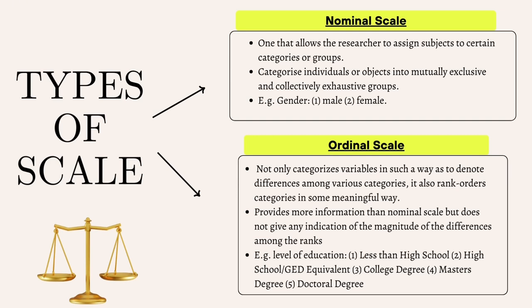Second is ordinal scale. It not only categorizes variables in such a way as to denote differences among various categories, it also ranks and orders categories in some meaningful way. It provides more information than nominal scale, but does not give any indication of the magnitude of the differences among the ranks. For example, level of education.